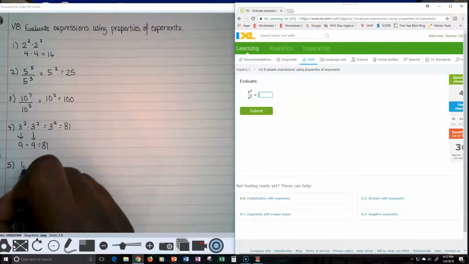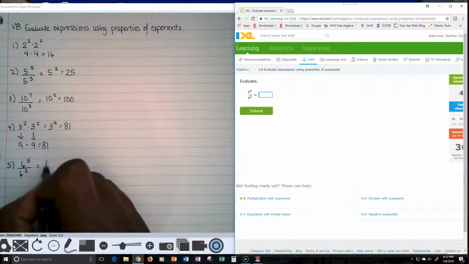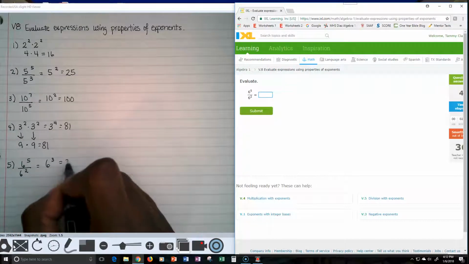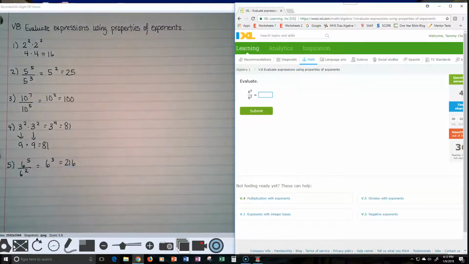Number 5 is 6 to the 5th power divided by 6 to the 2nd power. We know that's 6 to the 3rd power, and that equals 216.